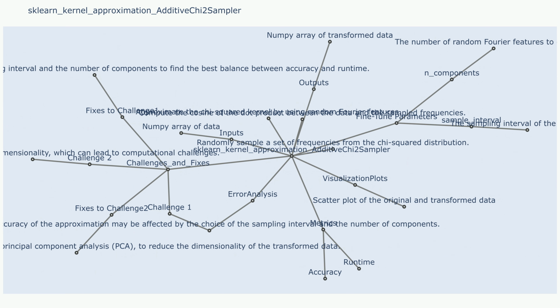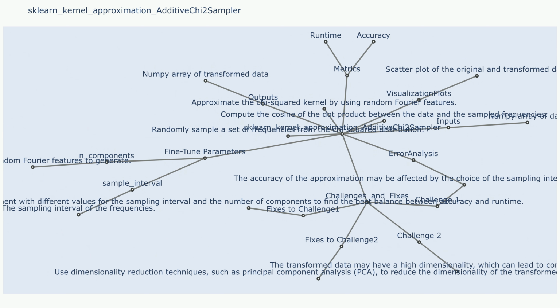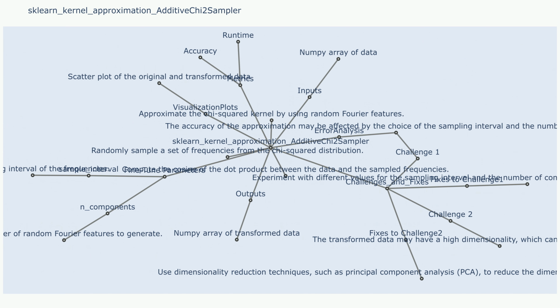Steps: the class takes the input data X and the desired number of components, n_components, as input. It then generates n_components random Fourier features by sampling from a distribution related to the chi-squared distribution. For each input sample, it calculates the value of each random Fourier feature by applying a function, e.g., sine or cosine, to the dot product between the sample and the feature. Finally, it returns the array of random Fourier features.